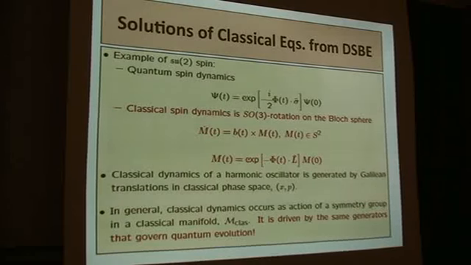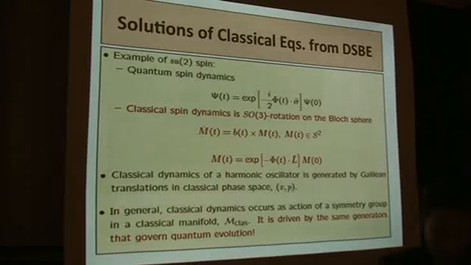And in general, classical dynamics appears as a certain action of a symmetry group on some classical manifold. In this case, it's just the Bloch sphere. In the case of the harmonic oscillator, just a plane, x and p, etc. But I think this is the main message. So you have a quantity which connects the two things.